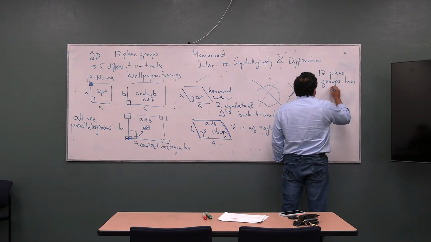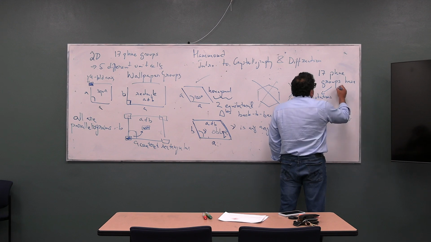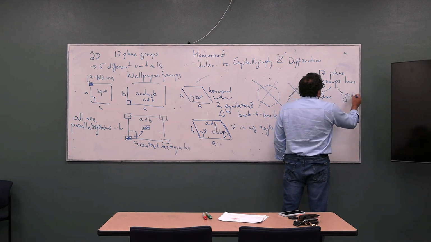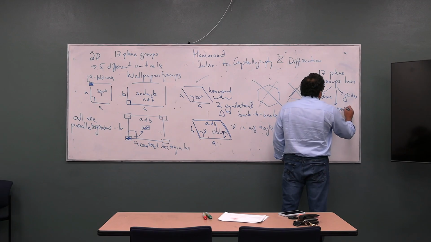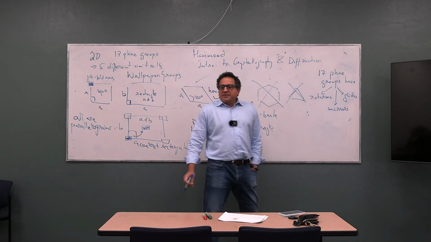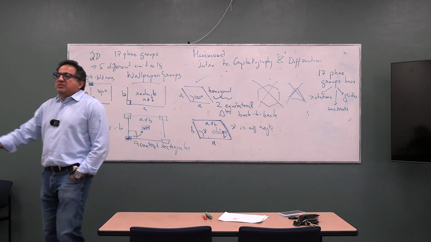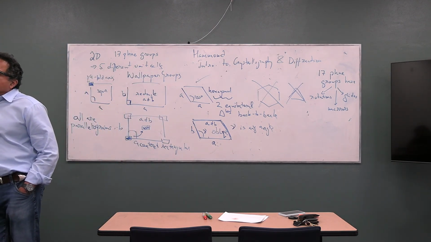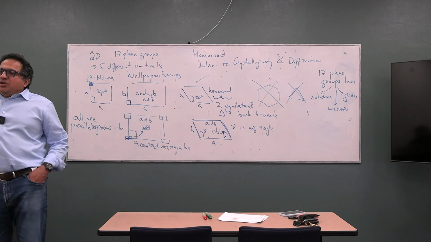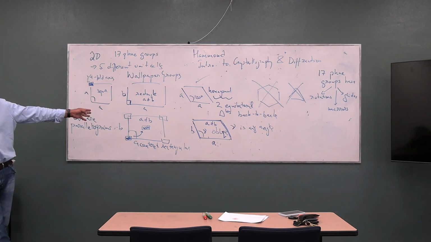Have rotations, glides, and mirrors. Okay? In one dimension, how many different kinds of rotations did we see? We only saw a 2-fold rotation. In 2 dimensions, you already have some idea that we can have more than a 2-fold rotation.